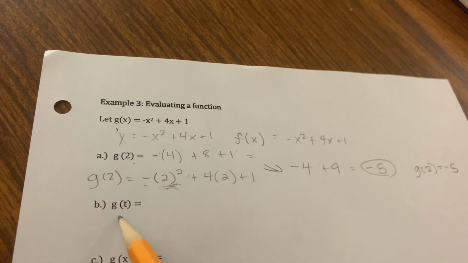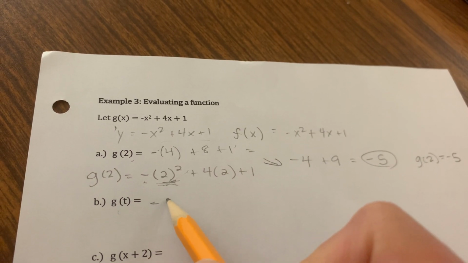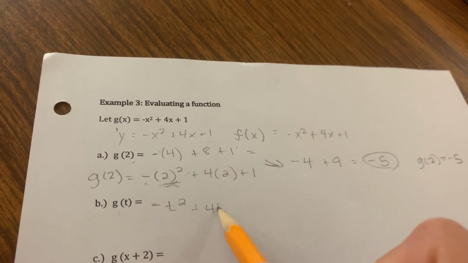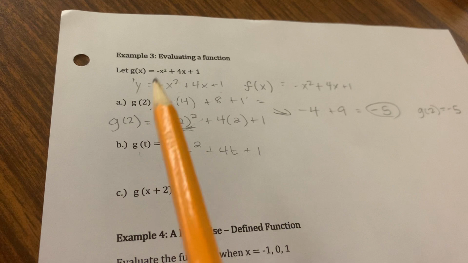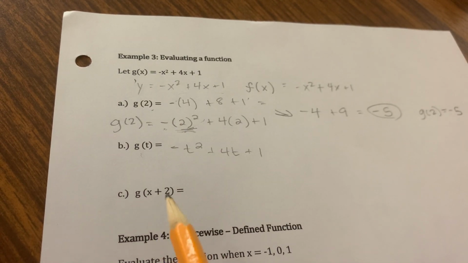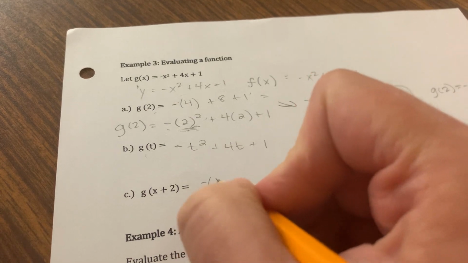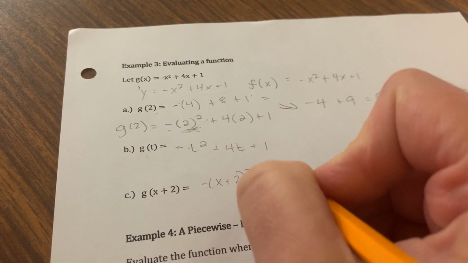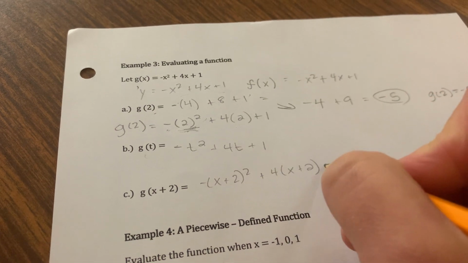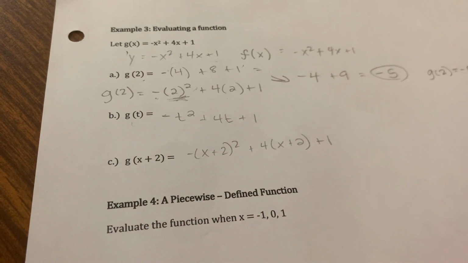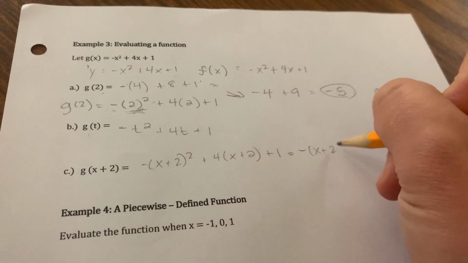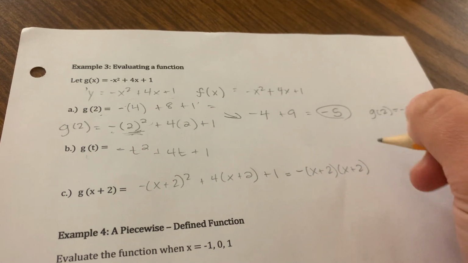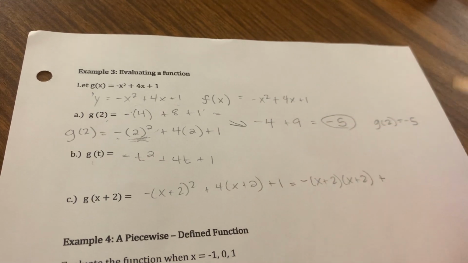G of t, it's saying wherever I see an x, I'm going to replace it with t. So -t squared plus 4t plus 1. It's fine. That's it. I'm going to replace x now with an entire quantity, x plus 2. So wherever you see an x, replace it with x plus 2. If you left it like this, fine, but I'm sure other professors would like you to simplify as much as possible, especially if it's multiple choice and your answer isn't this option.